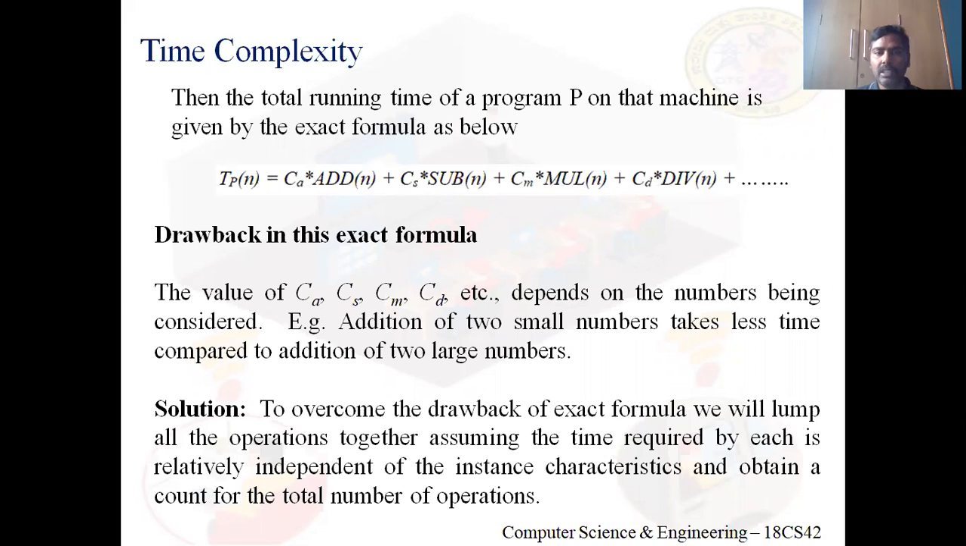Similarly, SUB is a function that gives the number of subtractions involved in an algorithm. MUL is a function that gives the number of multiplications involved in an algorithm. DIV is a function that gives the number of divisions involved in an algorithm.